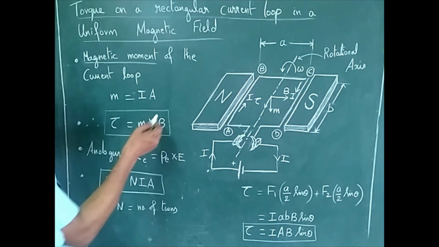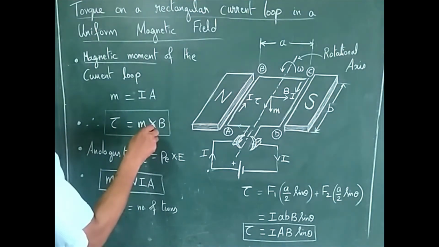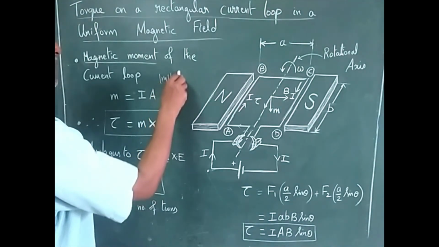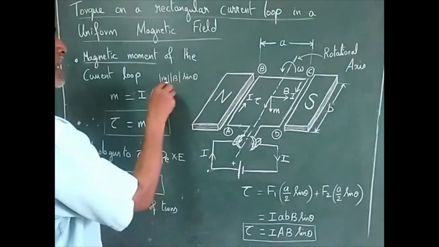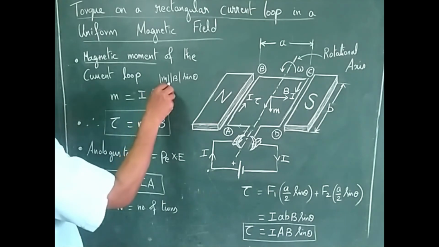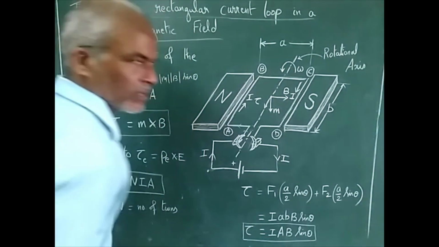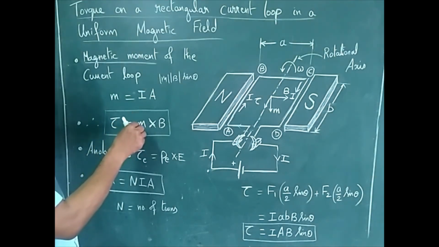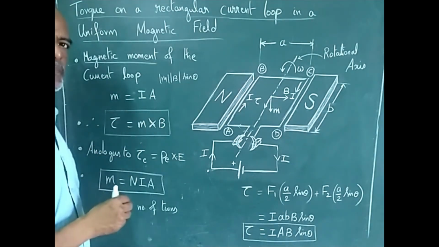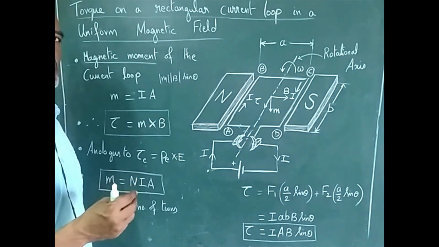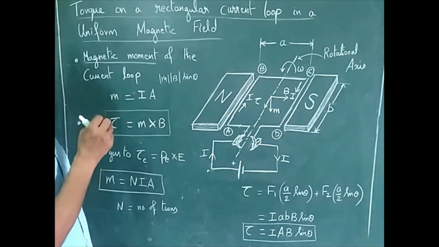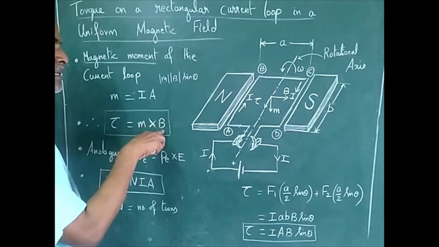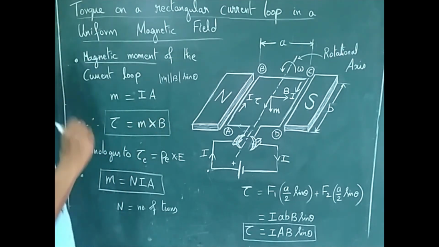So you all know that magnetic moment cross product with B means what? Magnitude of M, magnitude of B and sin theta. Now what is M? IA. IAB sin theta. We got the torque. So we can represent torque in terms of magnetic moment and magnetic flux density or magnetic field. It is a cross product. So magnetic moment cross product with magnetic flux density will give you torque.